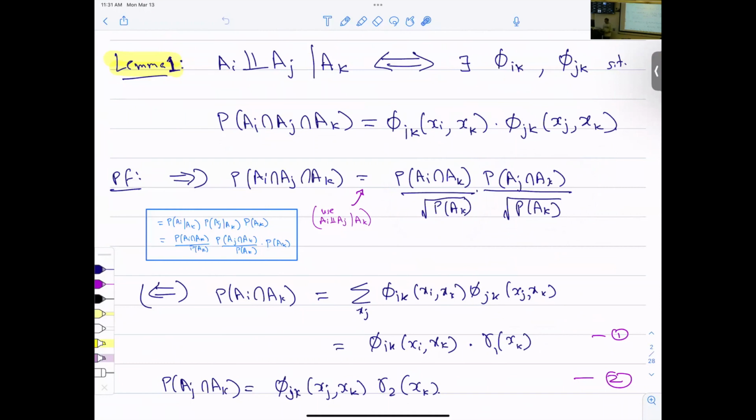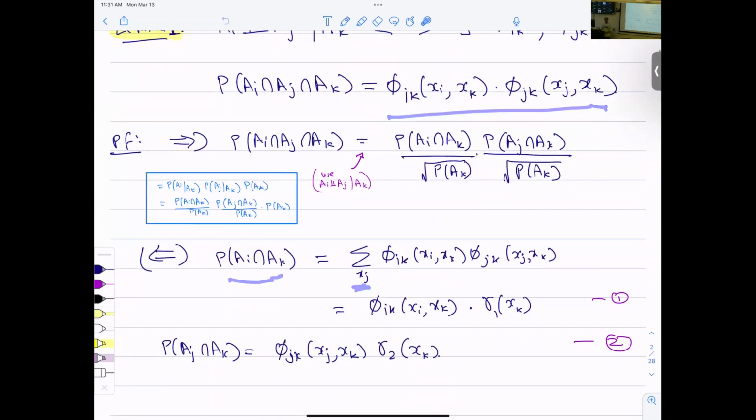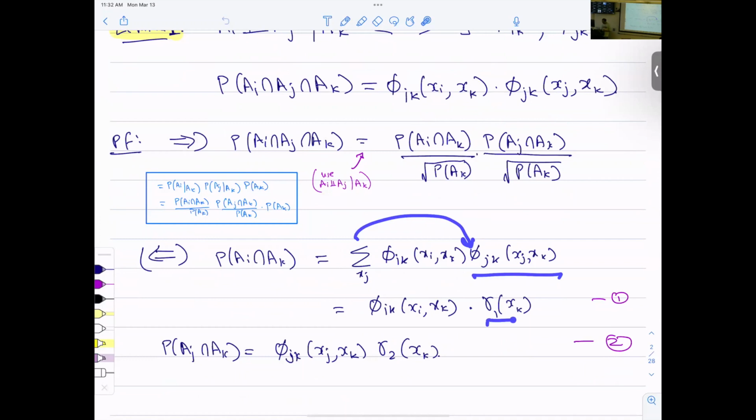The opposite direction. Suppose I know that there exist these functions such that this is true, and I want to prove conditional independence. So what is the probability of i and k? Well, I know the probability of i, j and k can be written this way, so I can just sum over all values of j. I can marginalize out j to get this. If you notice, phi ik does not depend on j, so it pops out of the summation. Moving this, I will call the remaining sum gamma 1 of xk, because I've marginalized out j here. Similarly, I can look at j and k and marginalize out i, and I will get phi jk times gamma 2 of xk.